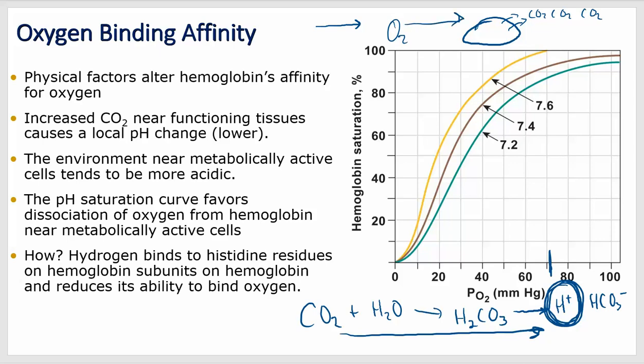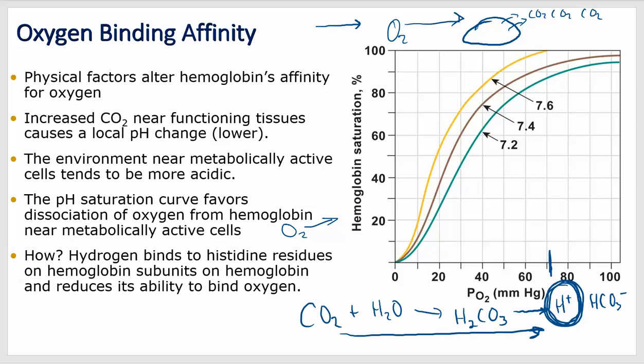So the oxygen binding affinity is lower at lower pHs where it's acidic, which coincides with the environment of the cell being more acidic because of the metabolism that's taking place. That's the mitochondria, which is the powerhouse of the cell, taking oxygen in and producing carbon dioxide. So the environment near metabolically active cells tends to be more acidic. The pH saturation curve favors dissociation of oxygen from hemoglobin near those metabolically active cells. And then oxygen falls off, moves down its concentration gradient and into the cell.